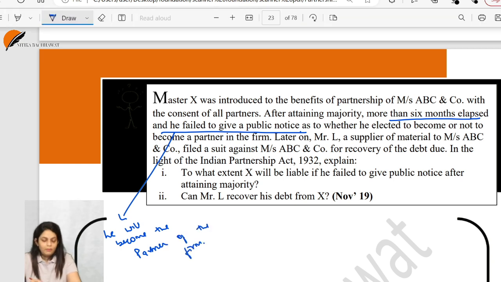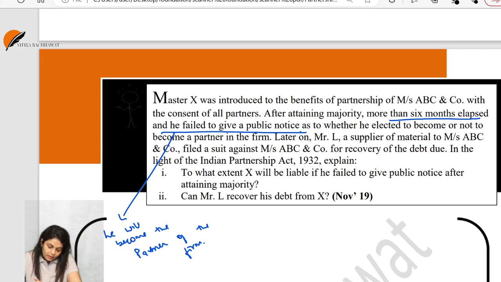He will become the partner of the firm, as to whether he elected to become or not to become a partner in the firm. Later on, Mr. L, a supplier of material to Messrs. ABC and Company, filed a suit against Messrs. ABC and Company for the recovery of the debt due. So when he filed a case, will X also be liable?